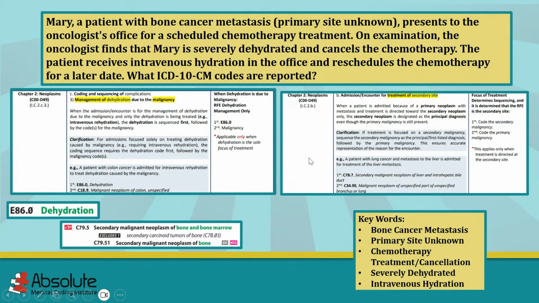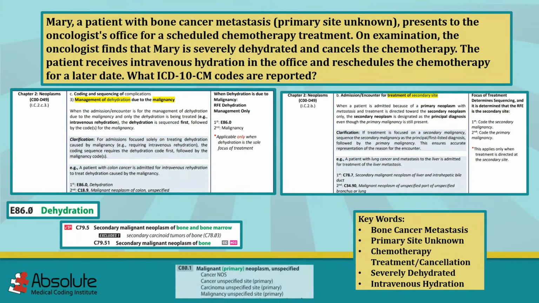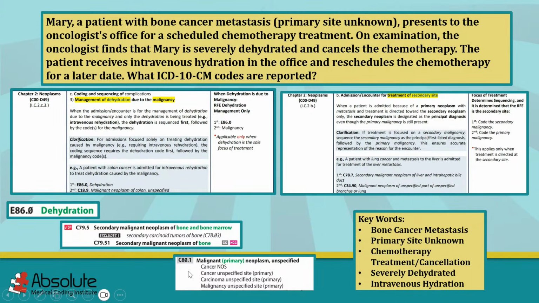And then, since the primary site is unknown, we're still going to have to code for it. But since it's unknown, we're going to be selecting code C80.1, which is malignant or primary neoplasm unspecified, because we still have to code for it. And that is why we're focusing on that for our keywords.